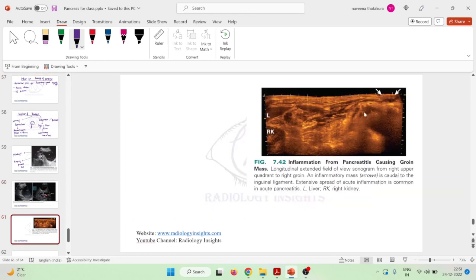This picture shows an inflammatory mass. Sometimes the pancreatic enzymes might digest and dissect the tissue planes, and it might reach the neck or even the groin, resulting in these masses. This is one of the groin masses seen in pseudocysts. Thank you.